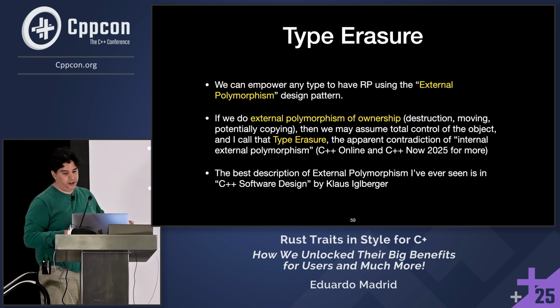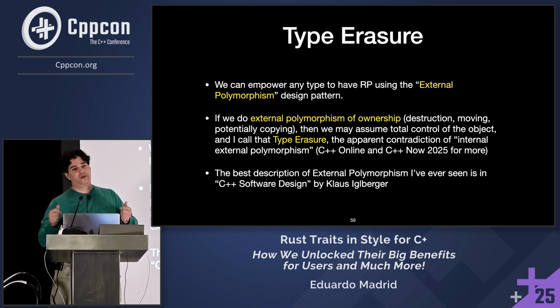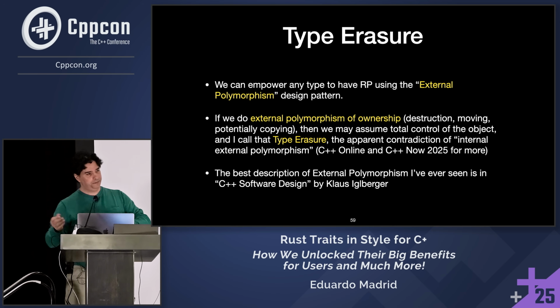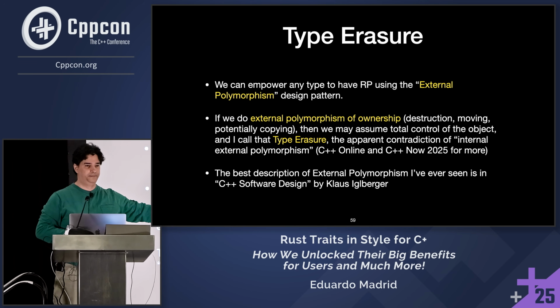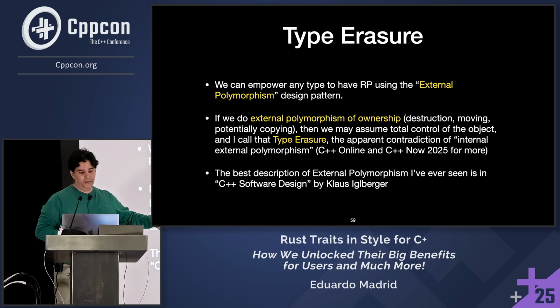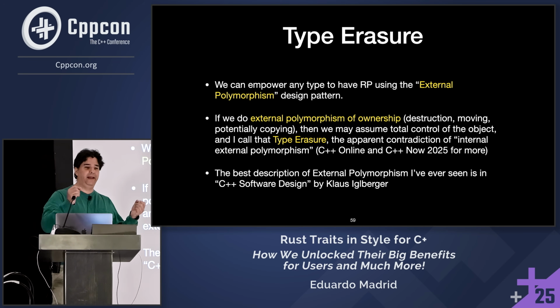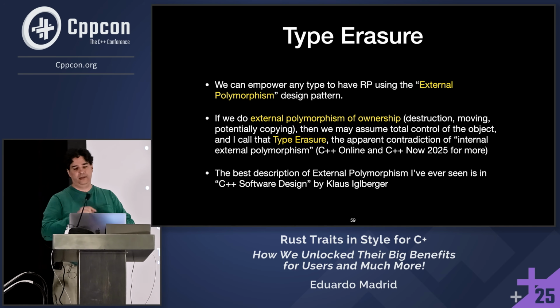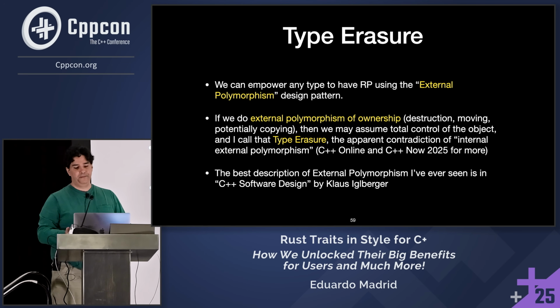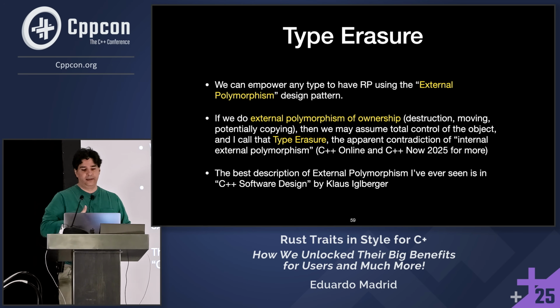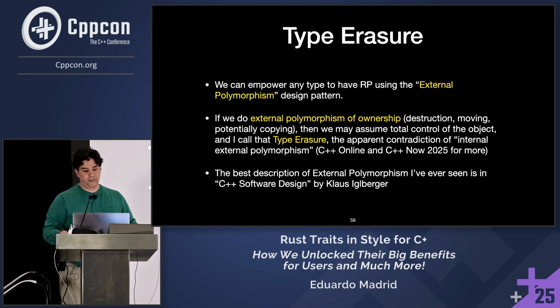The precursor to type erasure is a design pattern called external polymorphism that allows you to, from the outside of the type, give runtime polymorphic capabilities to a pre-existing type. Now, if we also do external polymorphism of the ownership routines, destruction, moving, and potentially copying if you want them, then we have absolute control of the object. We can do whatever we want with it, right? Because we have absolute control, that's what we call type erasure.